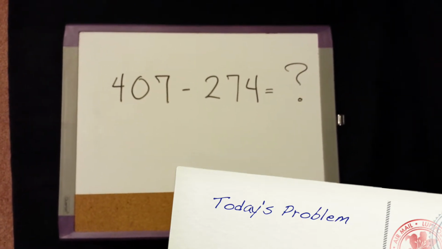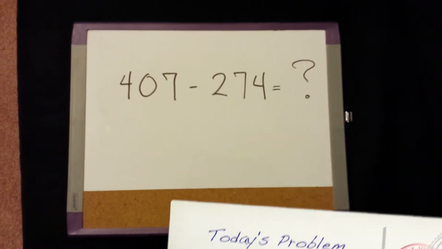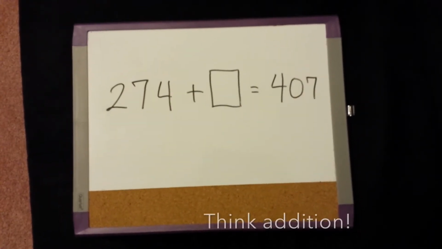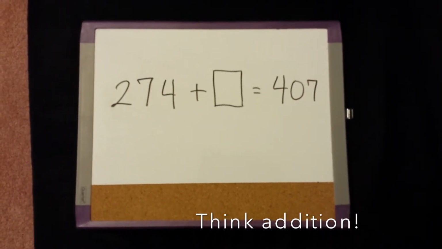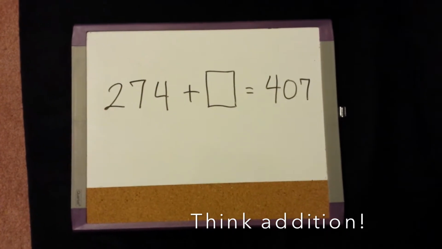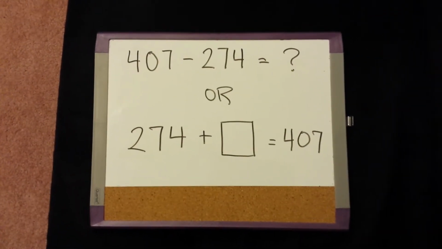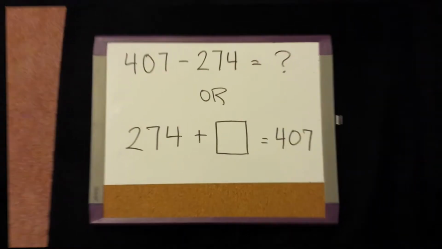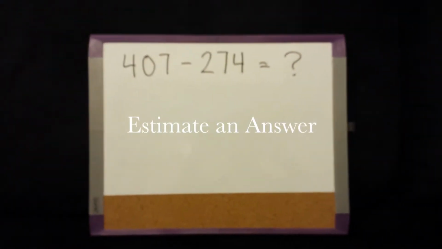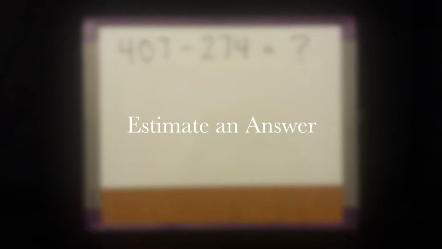Now it is in subtraction right now, but you can also look at it in a different way. You can think addition and see what number you can add to 274 to make 407. We are going to be looking at it both ways today to see which one you can be more comfortable with. Let's first look at the whole equation and estimate an answer.